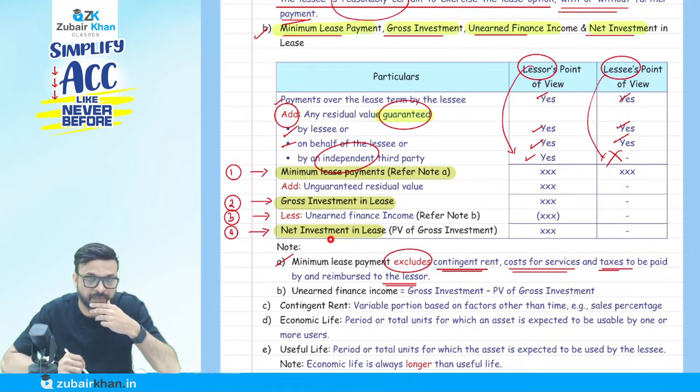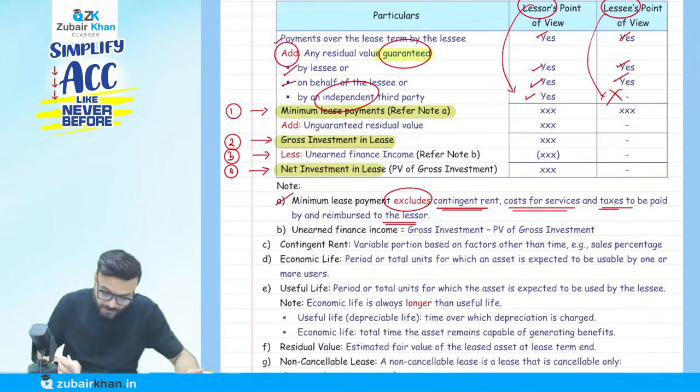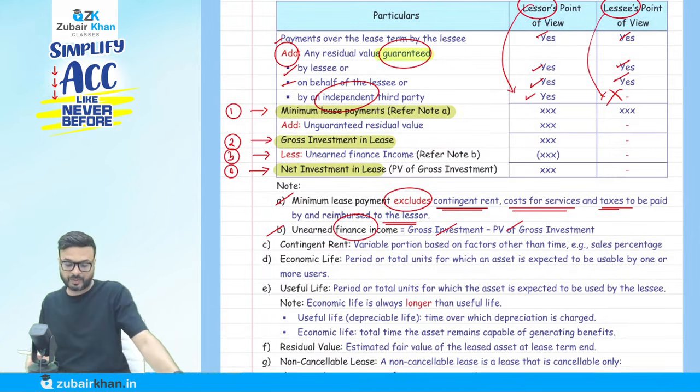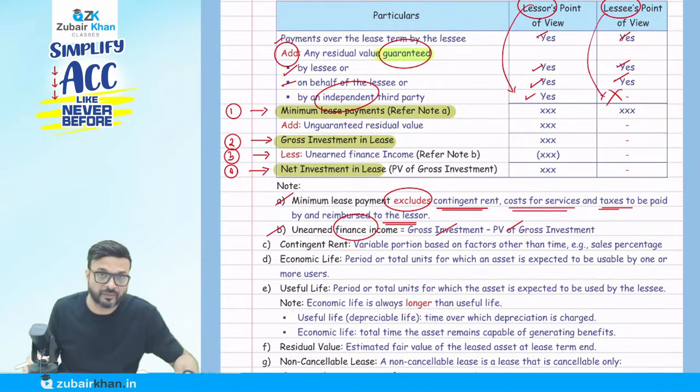To make it simple, we can say the net investment is nothing but the present value of the gross investment, because you are deducting the interest component. So the net investment in lease is nothing but the present value of the gross investment. So can I say that unearned finance income is the gross investment minus the net investment? This is what they are saying. Gross minus the present value of the gross investment, or the net investment, that is the finance income.